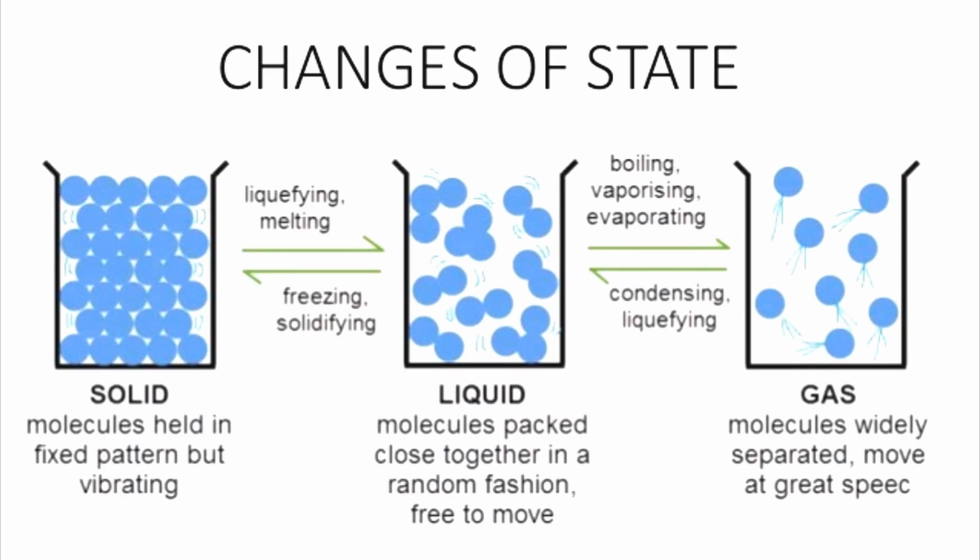Then we have changes of state of matter. You have solid. For the solid, if you can see, the molecules are held in a fixed pattern but vibrating. Then in liquid, the molecules are packed close together in a random fashion, free to move. Then for the gas, molecules are widely separated and move at great speed. So look at the difference. You could see the ones that are packed closer together compared to how far they're spreading from each other.